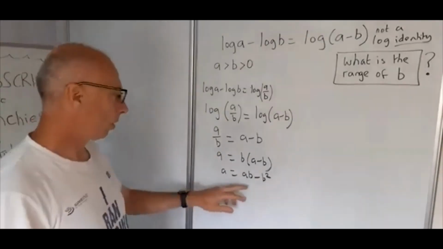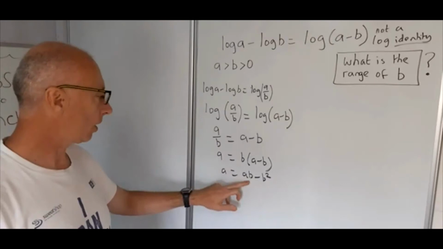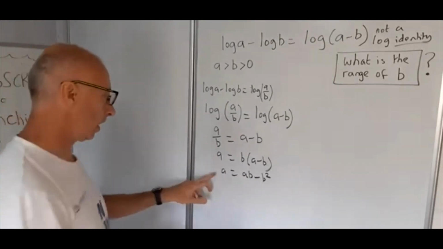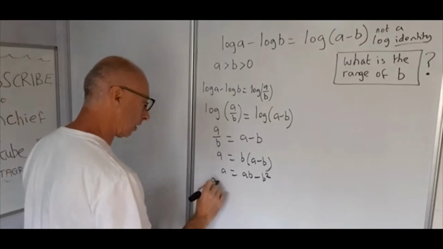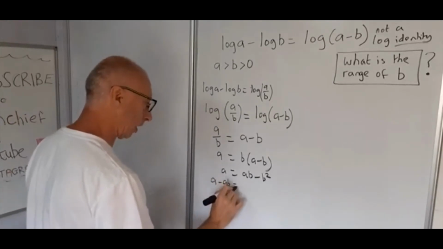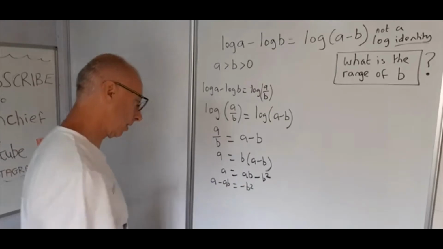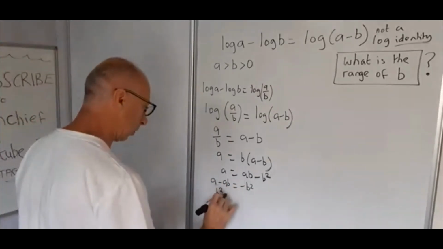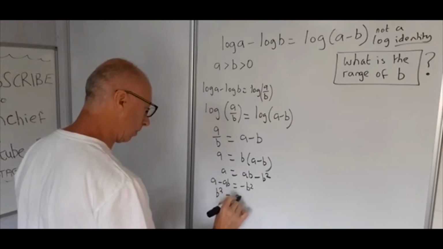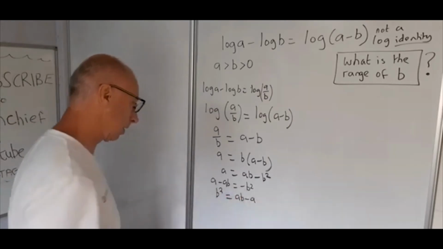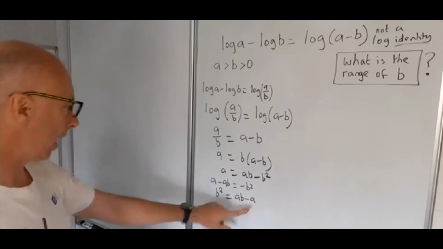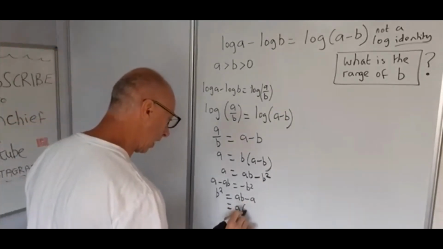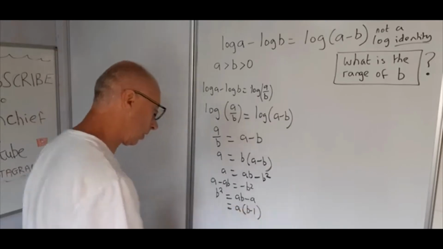Okay, now we're going to try and get this B isolated. So we're going to bring this AB over this side. So now we've got A minus AB equals minus B squared. Flipping the signs, we now get B squared equals AB minus A. Now factoring out the A, try and get that B separated. So A times B minus 1.